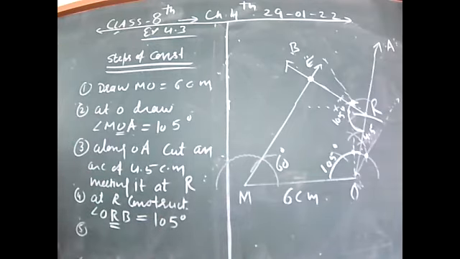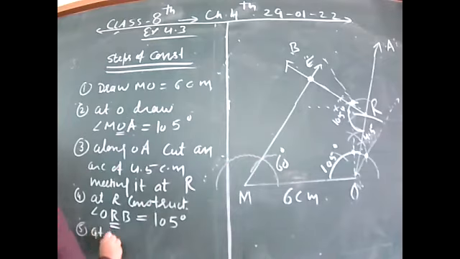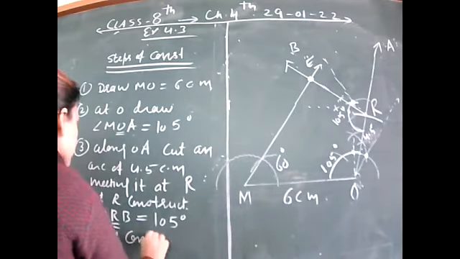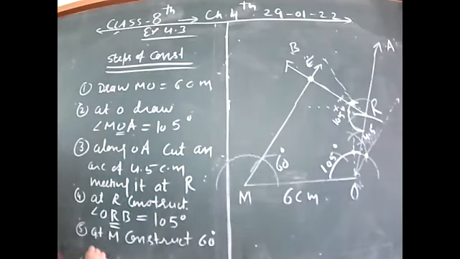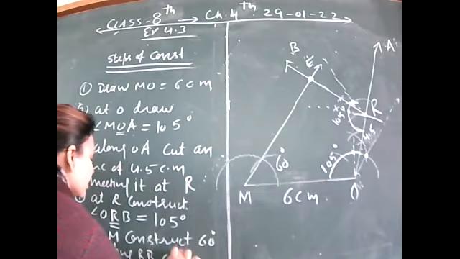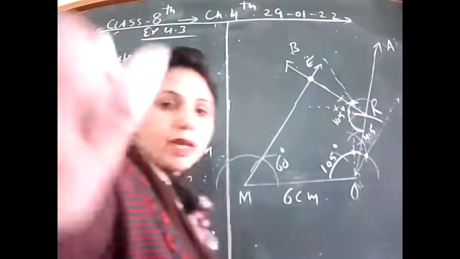नेक्स्ट, now taking R, बस ये हो गया आपका, आपके पास रे आ गई। अब आपने कंस्ट्रक्ट किया था 60 डिग्री at M. कंस्ट्रक्ट 60 डिग्री मीटिंग RB at E.